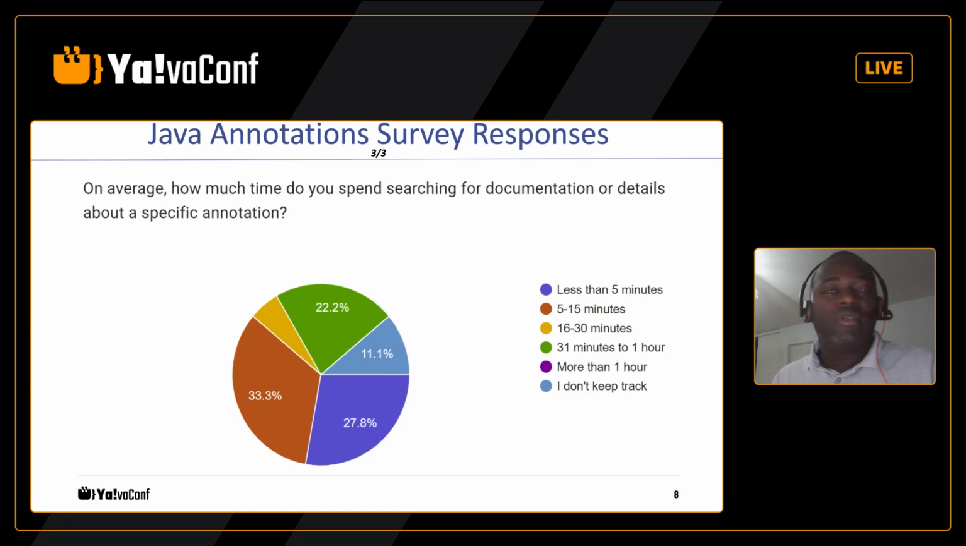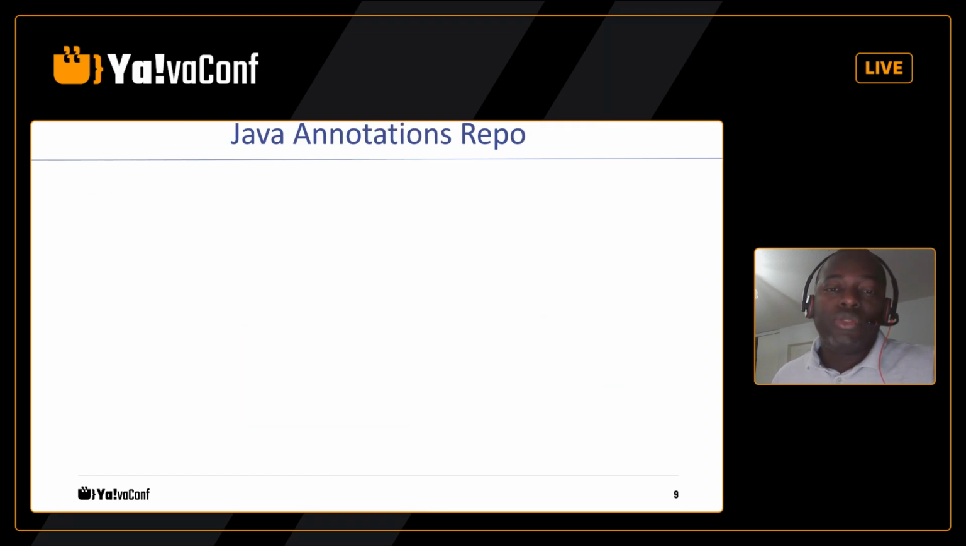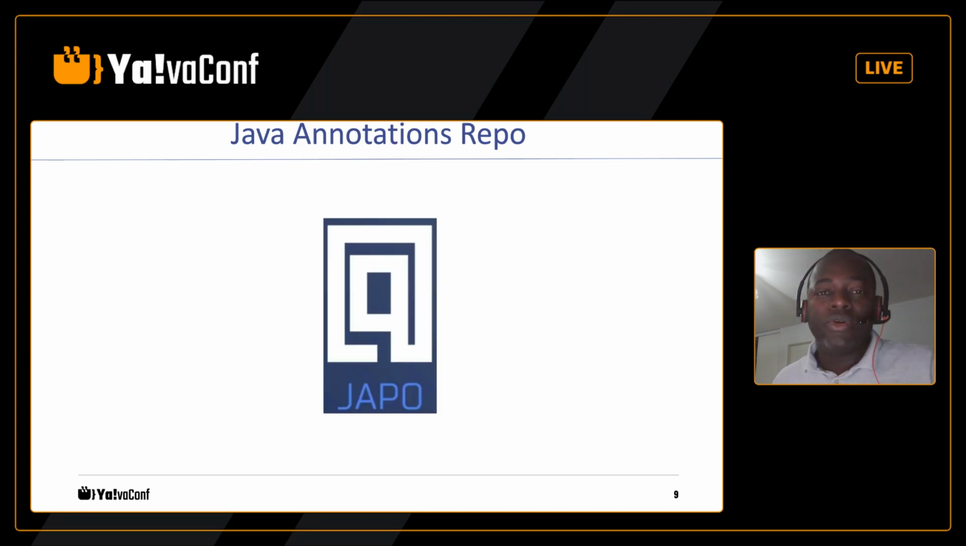Now, considering all of these challenges, along with the feedback we received from the developers, we were able to put together a set of requirements which led us to architect and implement our first cloud-based solution, which we chose to name Java Annotations Repo, or JAPO for short.